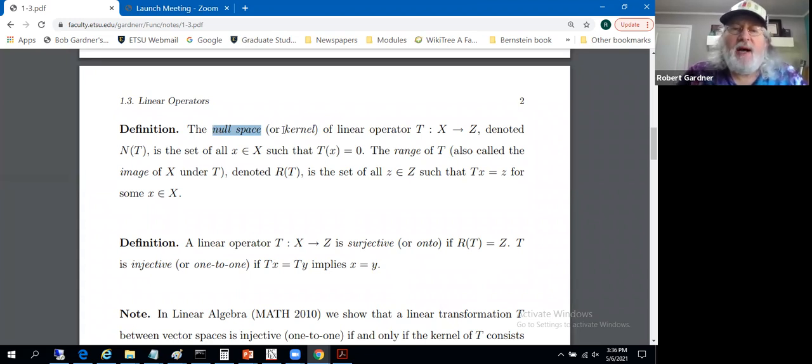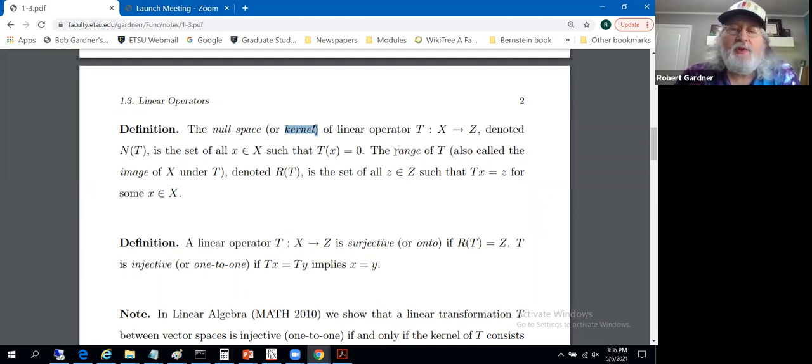This term kernel, possibly you speak of kernels of homomorphisms in a modern algebra class. And in fact, you relate one-to-oneness and the kernel of a homomorphism in a modern algebra class. Well, we're about to do the same thing in here.